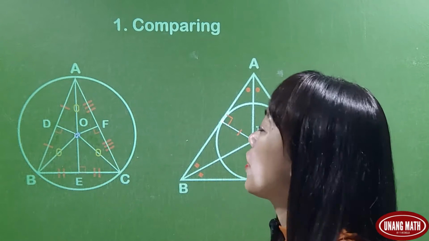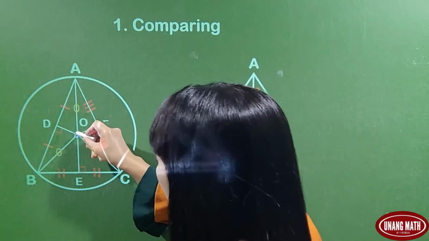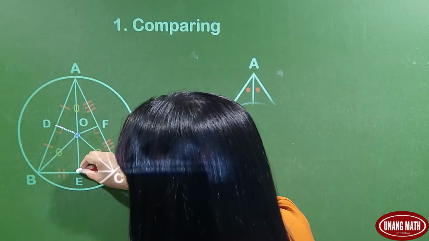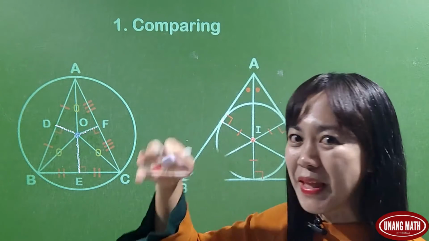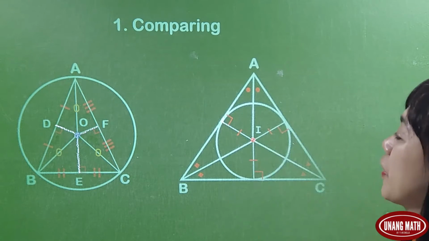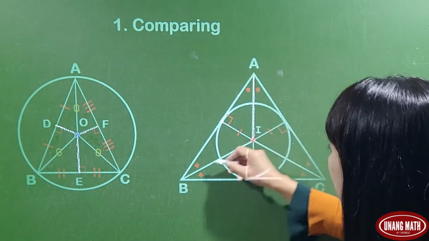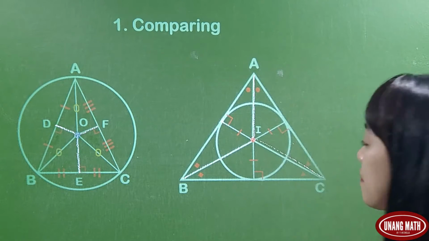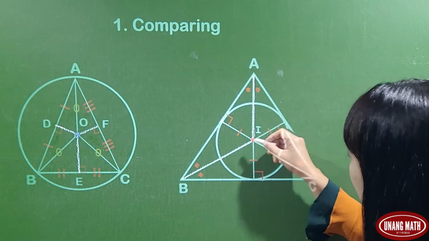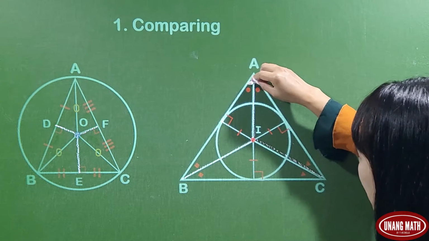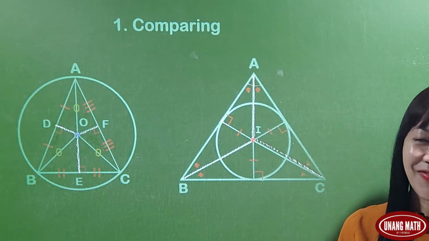Okay, going back to this figure, since point O is our circumcenter, this is where the perpendicular bisectors of these three sides of the triangle meet. What about incenter? Incenter is where the angle bisectors meet. And since these are angle bisectors, it means this angle bisector cuts this angle into two equal angles.